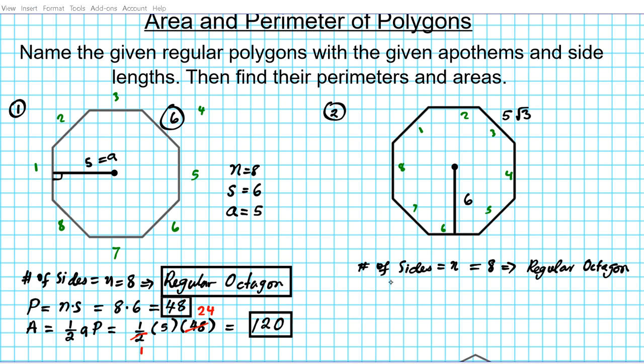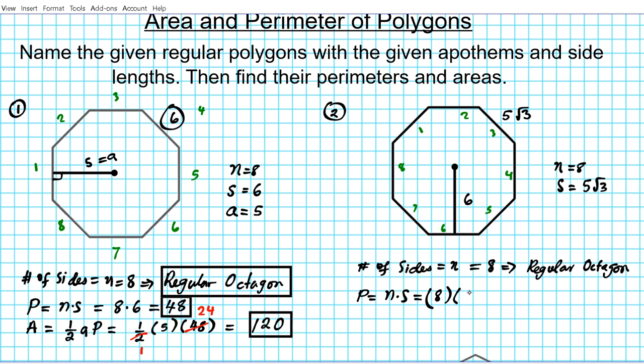Now let's go ahead and find the perimeter. We know what the formula is. Perimeter is the number of sides times the length of each side. So we know that n is 8. There are 8 sides here, and the length of each side is 5 root 3. So we just multiply these two: 8 times 5 root 3.